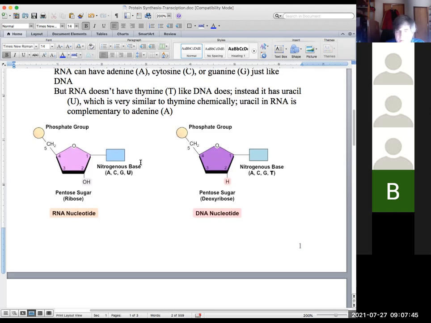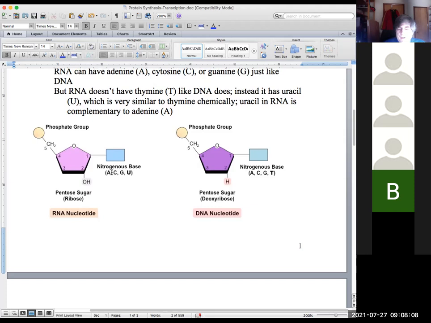Remember, at a molecular level, everything works according to its three-dimensional shape. So in RNA, we never see T's. In DNA, we never see U's. So if you have a strand of nucleotides, you can tell whether it's DNA or RNA by looking to see if there's T's in it or U's in it.